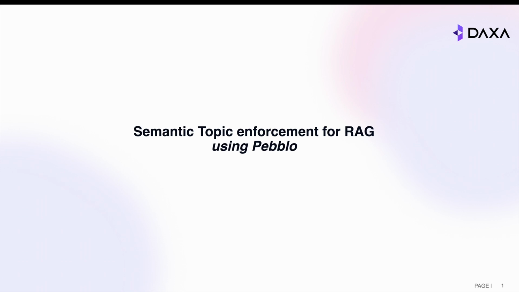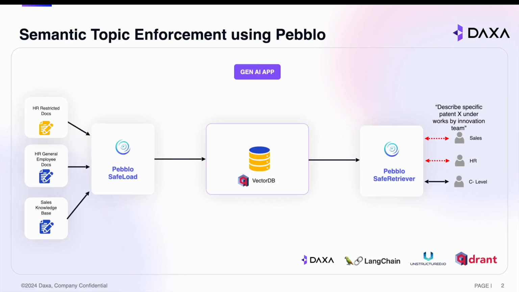Let's see how. Here, we have documents stored in Google Drive, some of which are authorized for all groups, including sales, engineering, and HR, while some documents are restricted only to the HR group. In addition, some of these documents contain company confidential information, such as recent patent filings and awards. Pebblo SafeLoader, apart from pulling authorized identities, classifies and adds semantic topic labels to the metadata of the ingested document chunks. These chunks get stored in the Qdrant Vector Database.